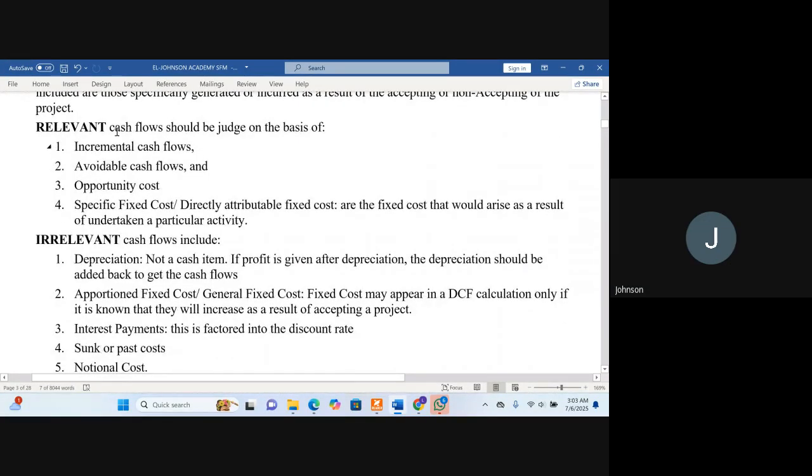The first one: relevant cash flow should be judged on the basis of, number one, incremental. So for that cash flow to be relevant to the project, the cash flow must be an incremental cash flow. What do we mean by incremental cash flow?